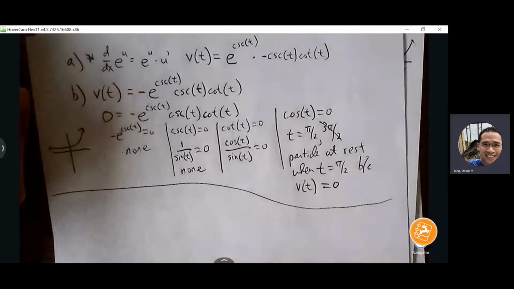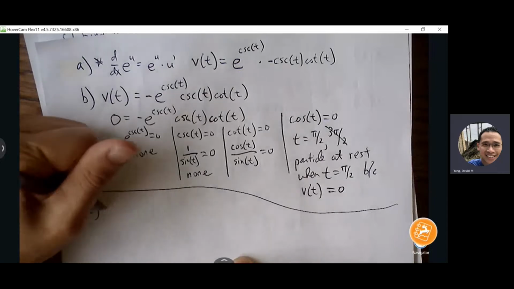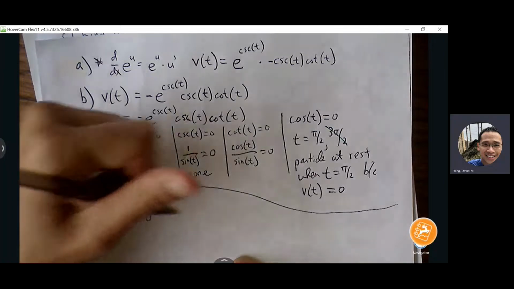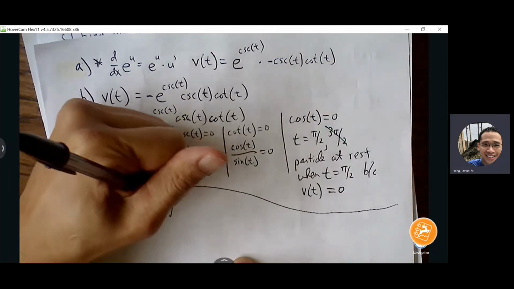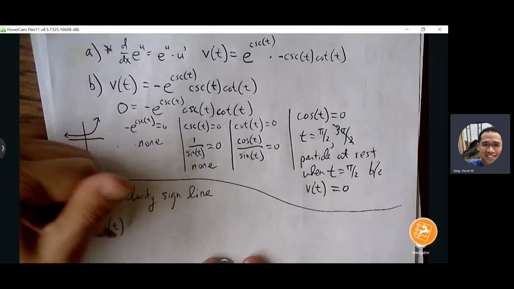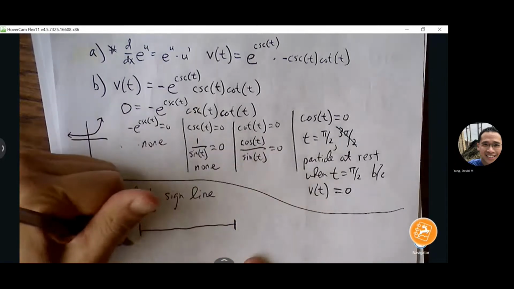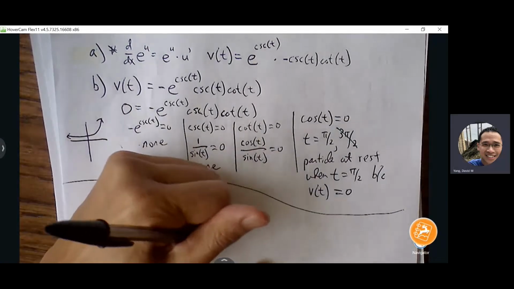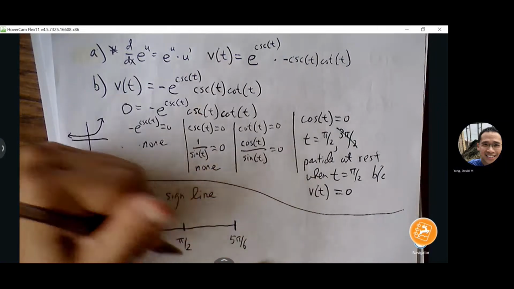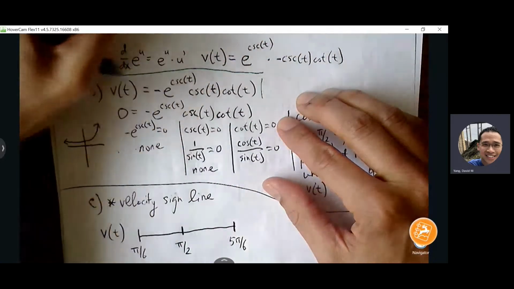Part C is asking, find the interval where the particle is moving left and right. So we're going to create our velocity sine line here, and test our subintervals. Okay, endpoints. Critical points. Okay, we'll test all this against our velocity function.